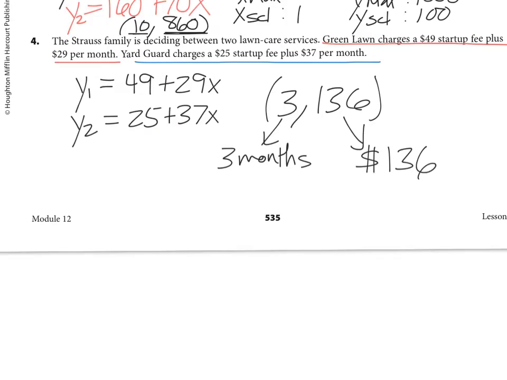Okay, so here are my 2 equations based on the information I underlined in the problem. This one right here is Green Lawn. This one is Yard Care. I did it on the calculator again, found the intersection was at 136. What that means is after 3 months, both of them will charge me $136. So again, who is cheaper at the beginning? At the beginning is Y2, which was Yard Care, because they cost me less startup. But eventually, Green Lawn would be cheaper overall if I use them more than 3 months because they're charging me less per month.